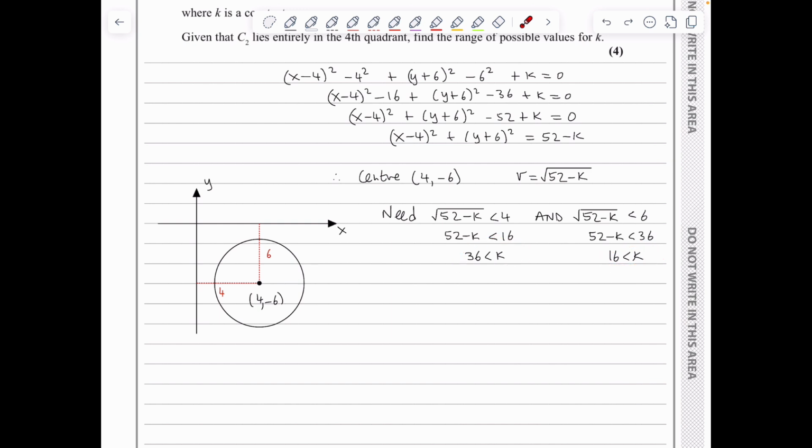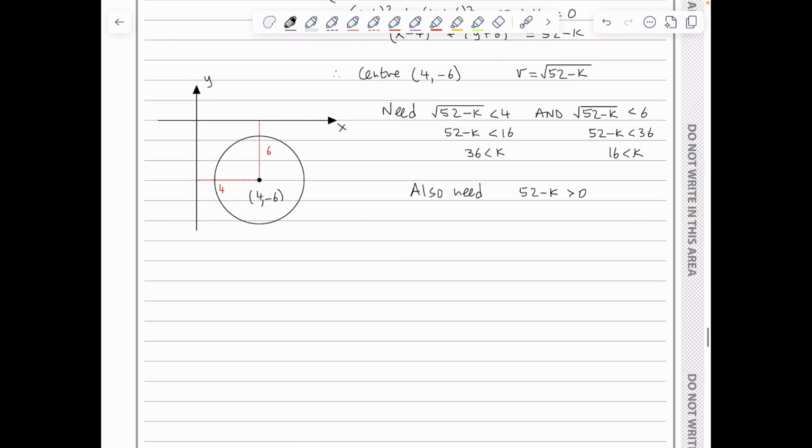However, we need to be careful here. r needs to be well defined, so 52 minus k cannot be negative, and r is a distance, it's a radius, so it must be positive. So this means that we also need the expression within the square root to be positive, so we need 52 minus k to be greater than 0, which means that we need 52 to be greater than k.